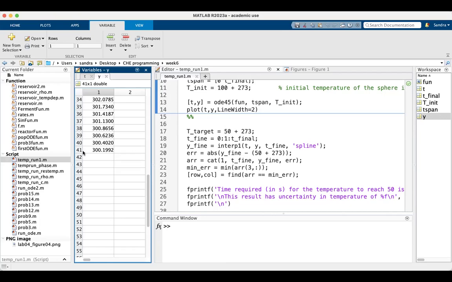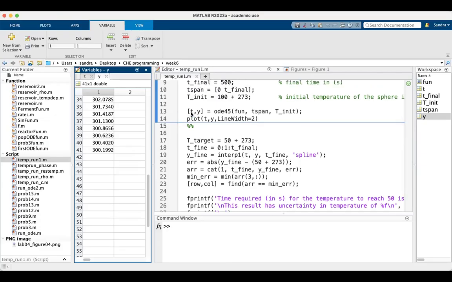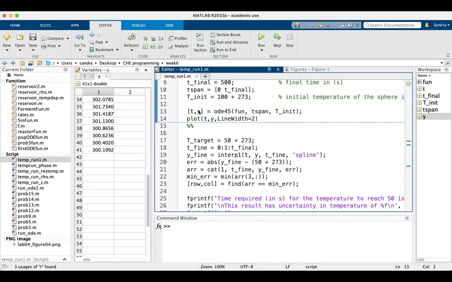For that, you have an inbuilt MATLAB function for interpolation and generating more points, called interp1. What input do you have to give? Whatever existing data you have, that is the 41 time values and the corresponding 41 y values. Along with that, you give the final grid of time, from 0 to t final, that is from 0 to 500. I'm generating at a time interval of 1, called t fine, so this will have 500 points.